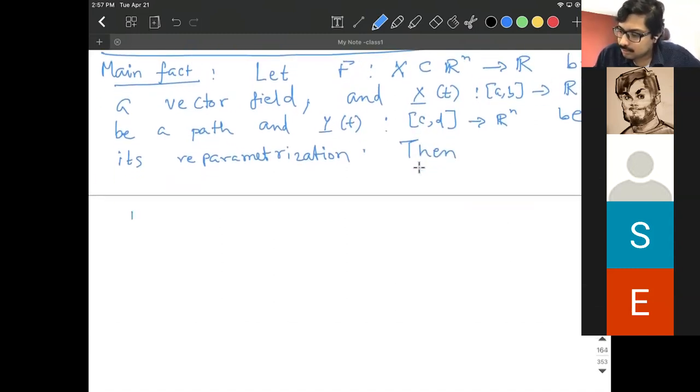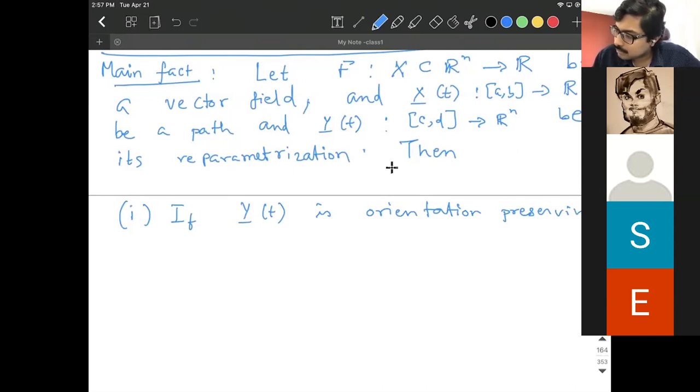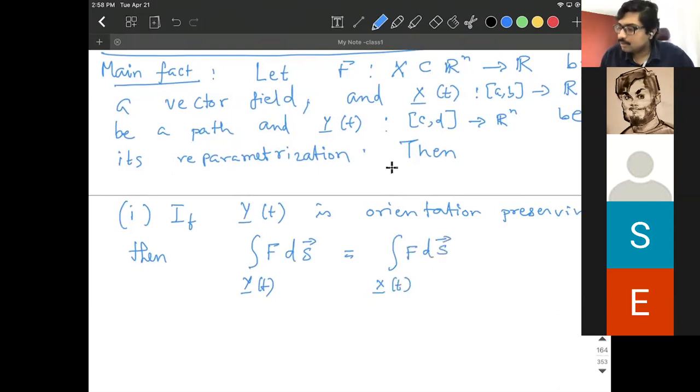Number one, if yt is orientation preserving, then as you can expect, the vector line integral along this reparametrization yt is exactly the same as that along xt, since the orientation has been preserved.